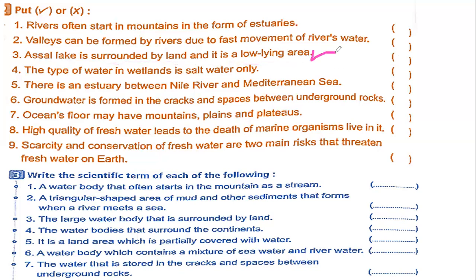So yes, it's true. The type of water in wetlands is salt water only? No, wetlands contain salt water and fresh water. So we have freshwater wetlands and saltwater wetlands. There is an estuary between Nile River and Mediterranean Sea? Yes, for sure.